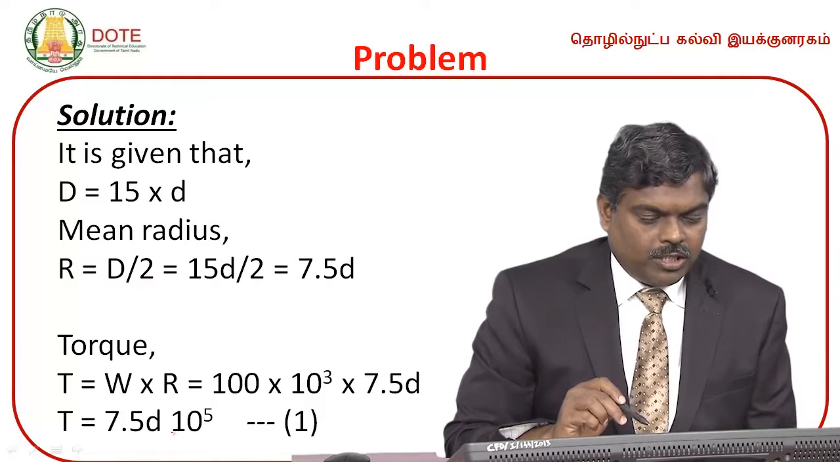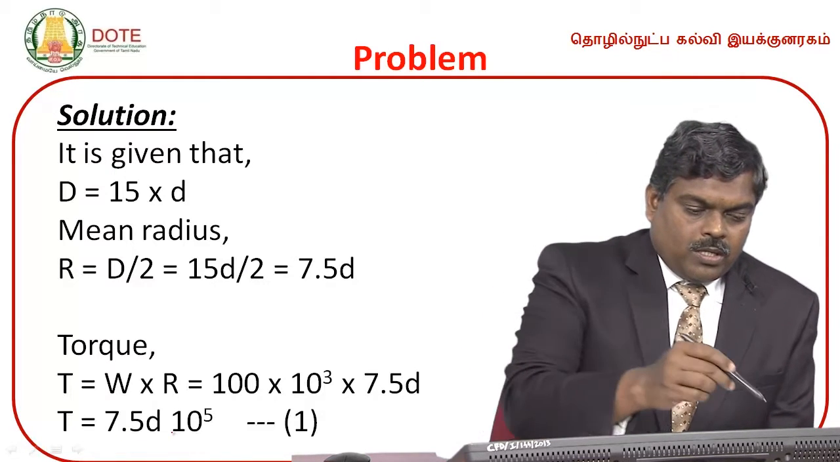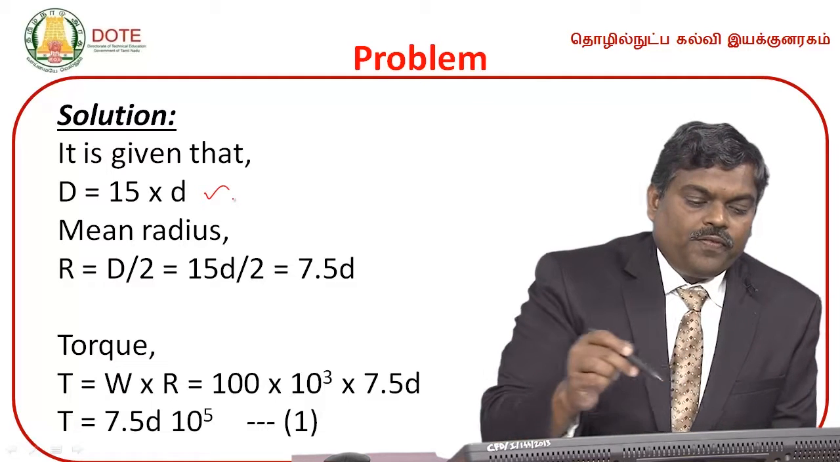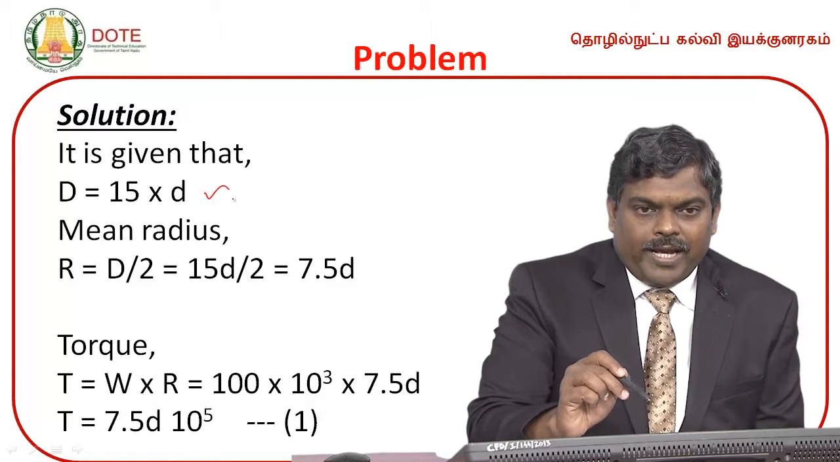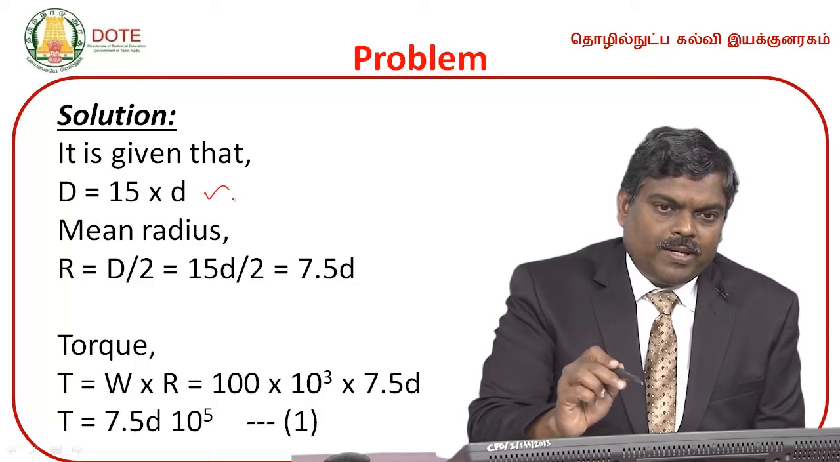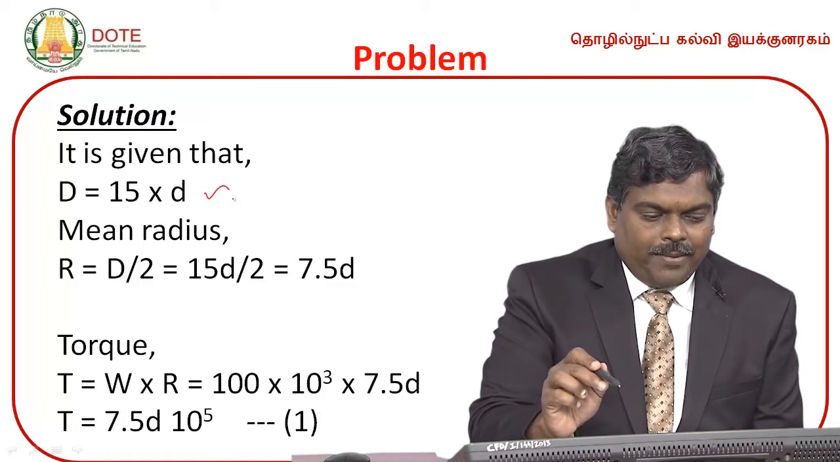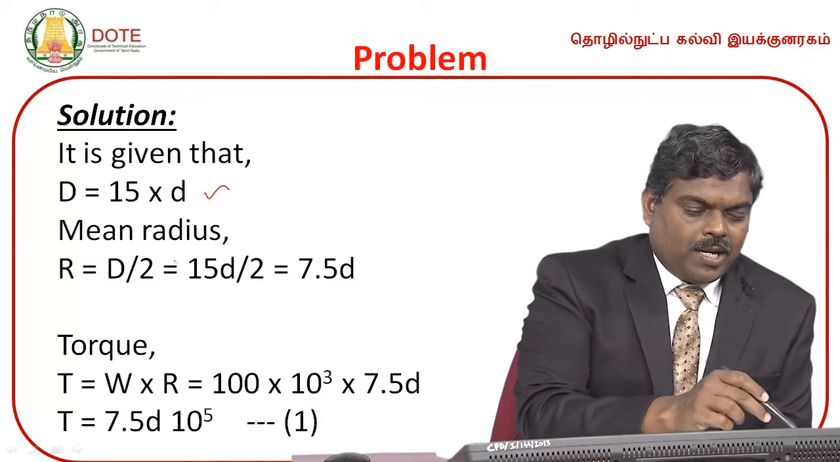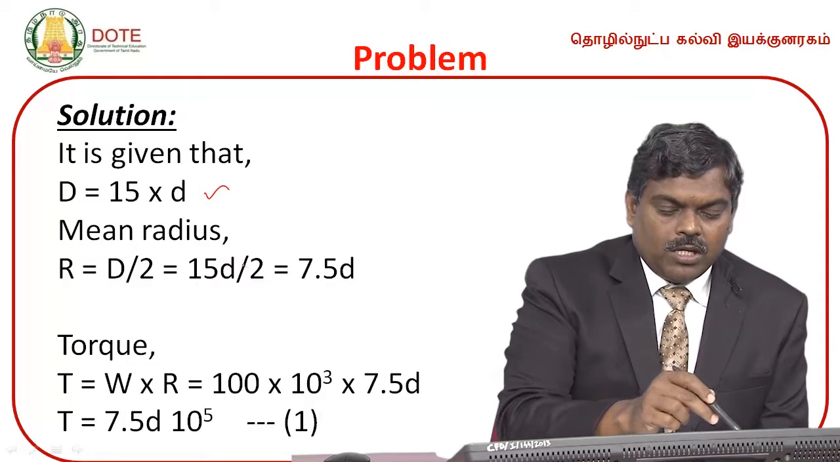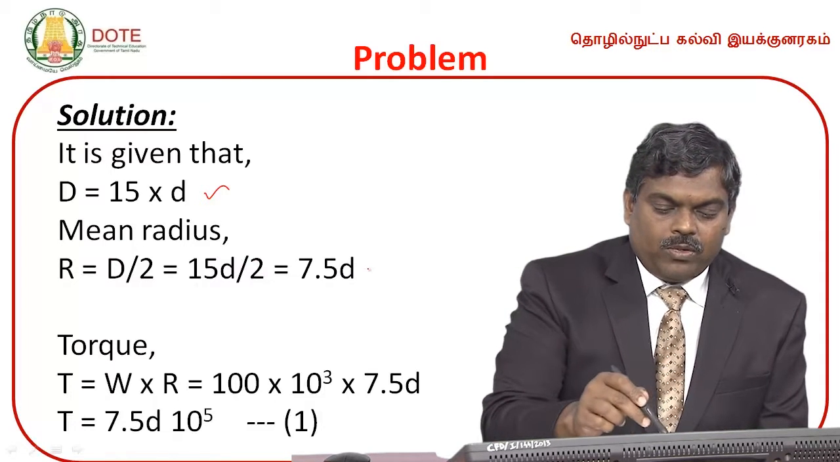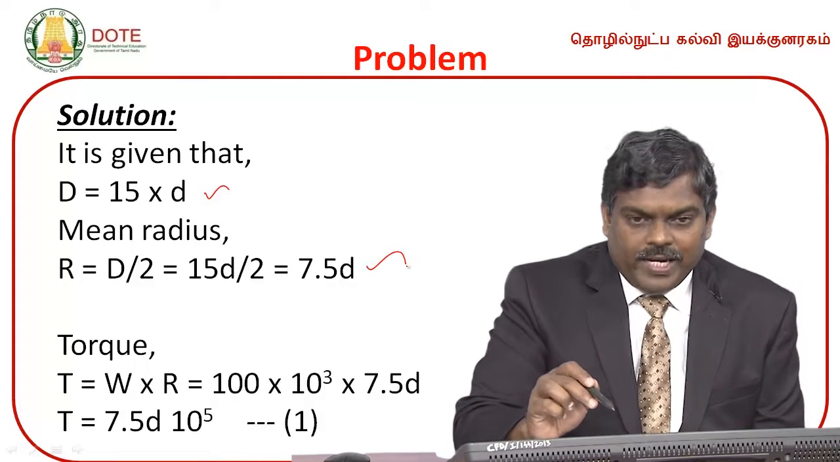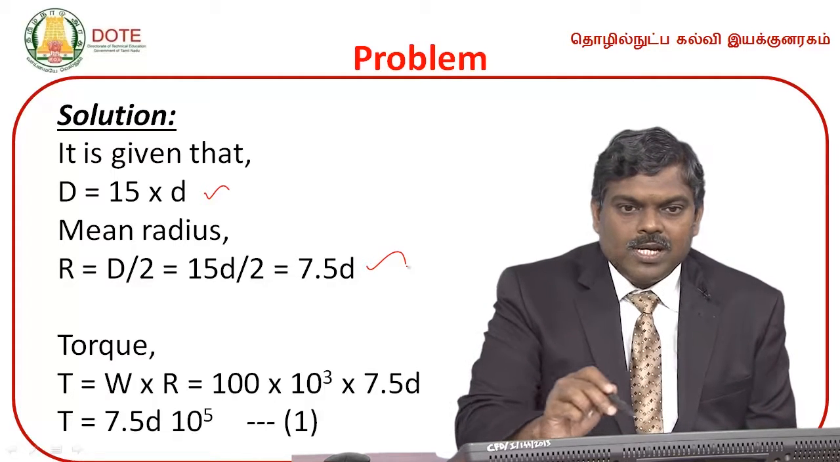Now we are going to solve this problem. Capital D is equal to 15 times the small diameter, that is, the mean diameter of the spring is 15 times the wire diameter. So mean radius capital R is equal to D by 2. This is equal to 15 into d divided by 2. This is going to be 7.5 d. Mean radius is equal to 7.5 d.